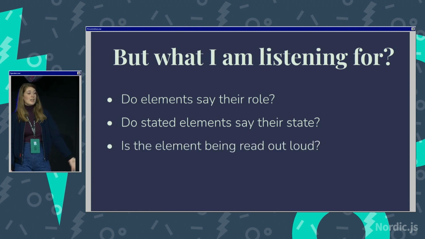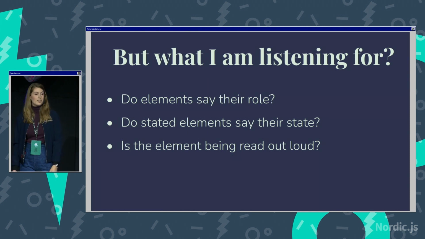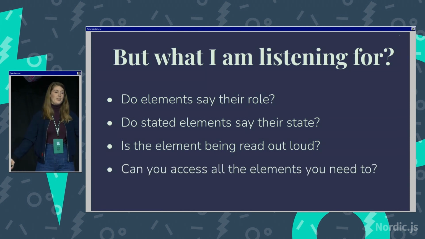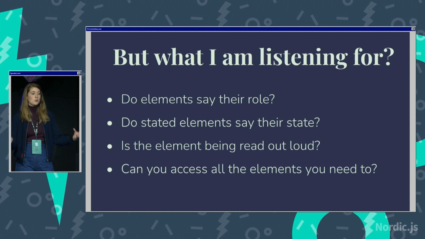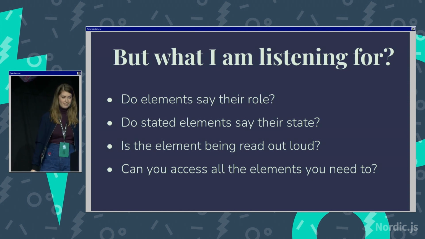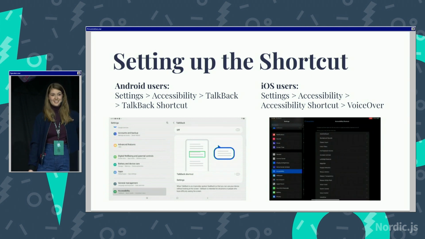Is there an element being read out loud? Think about alt text on your images. Is there an animation where a button appears that wasn't announced that it appeared? Can you even access all the elements? So in React Native, for example, you can use the accessible prop, and that actually groups elements together. And on iOS, it means that you can't access the items inside. It'll collapse everything.